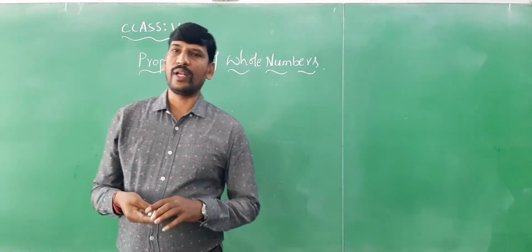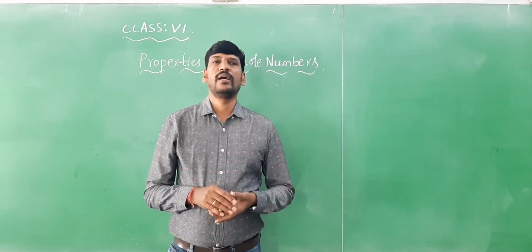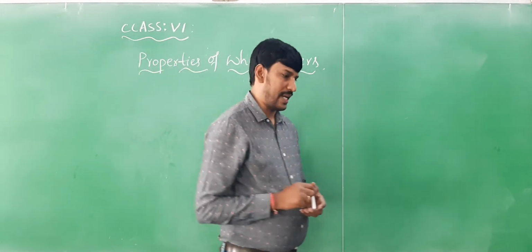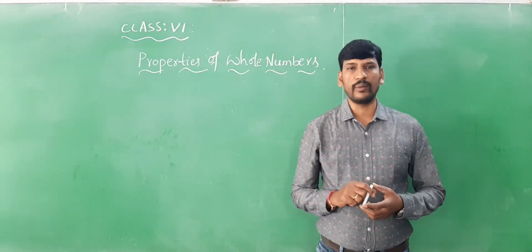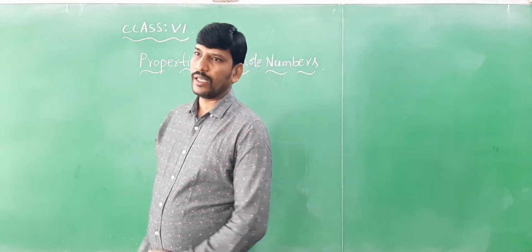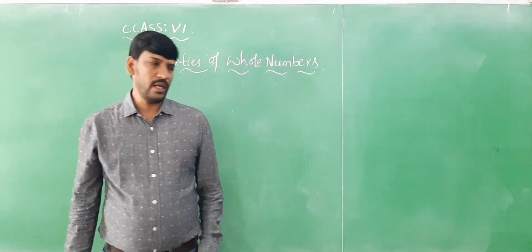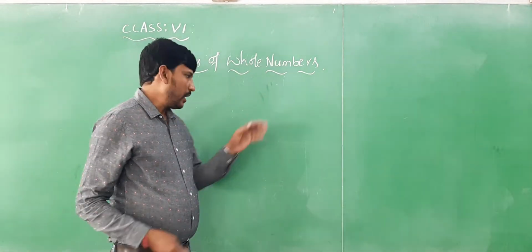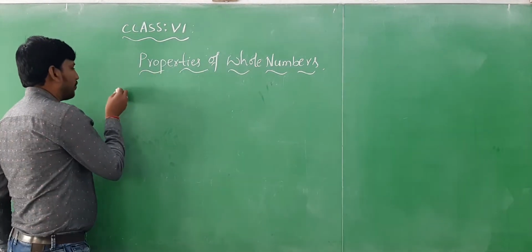Yesterday we discussed whole numbers, the successor and predecessor, as well as how to add two whole numbers using a number line, how to subtract, and how to multiply using a number line. Today we will discuss some properties of whole numbers. Here there are some properties.